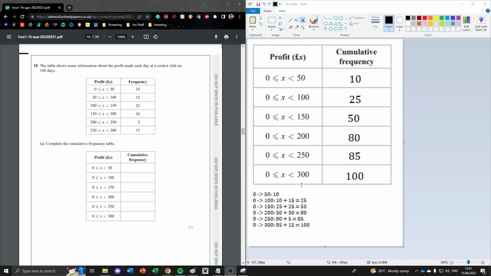Now that's a good little checksum there, basically, that cumulative frequencies should end up at the value that the size of the entire data set is. So in this case, it's 100 days, and we can see our final cumulative frequency is 100.